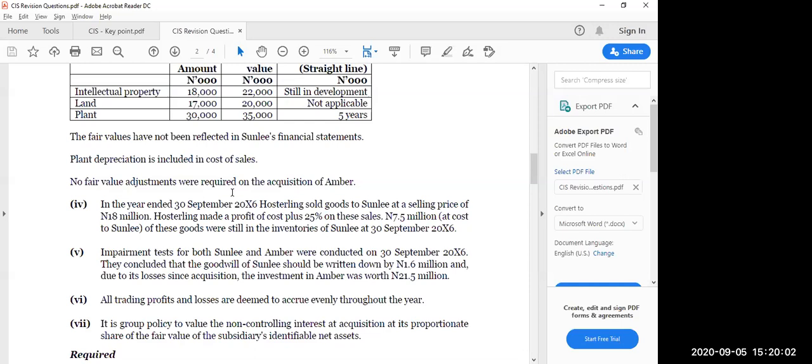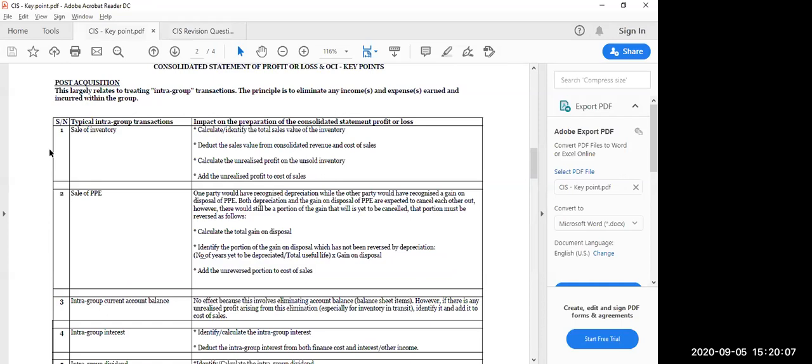I'll check out my key points. What does my key point say I should do as far as sale of inventory is concerned? One, I need to identify the total sales value of the inventory. Two, I need to deduct the sales value from consolidated revenue and consolidated cost of sales. Three, I need to calculate unrealized profit on the unsold inventory. And lastly, the unrealized profit, I need to add it to cost of sales. So I'll pick these things one by one.